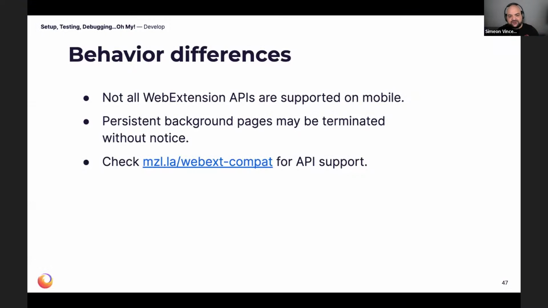As I mentioned, there are some notable behavior differences between the desktop version of Firefox and the mobile version of Firefox. Not all web extension APIs are supported on mobile. I specifically mentioned the Windows API, but there are a couple of others, such as native messaging. You can see a full compatibility table across different browsers, including Firefox for Android and Firefox Desktop, by visiting the link here at the bottom.